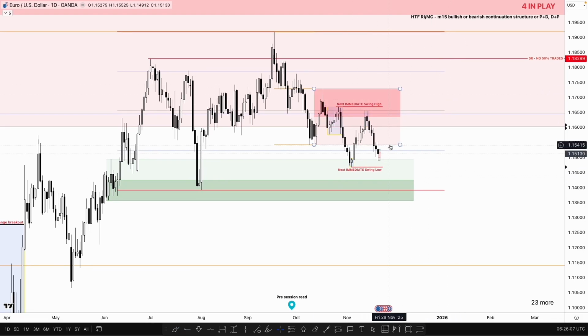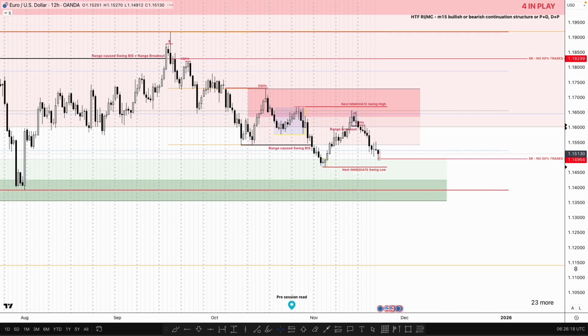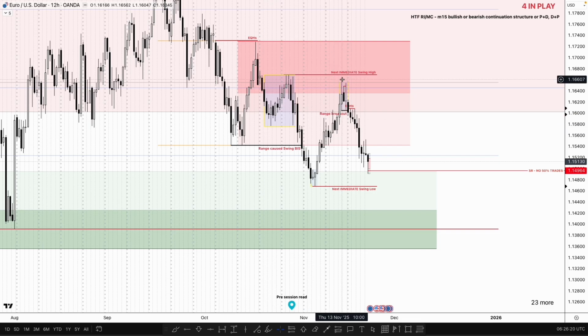That's before we even get into the 15-minute chart. We've already understood exactly what price wants to do for the week. And that is the power of the higher time frames. So now I just go into intraday time frames, 12-hour. And again, I'm just seeing what price is doing, right?